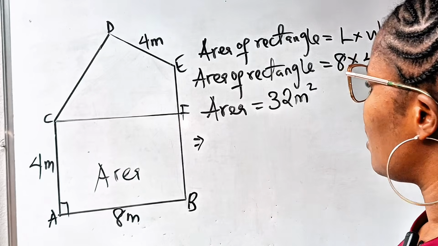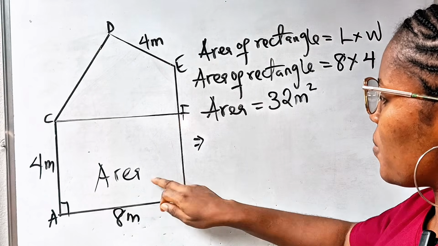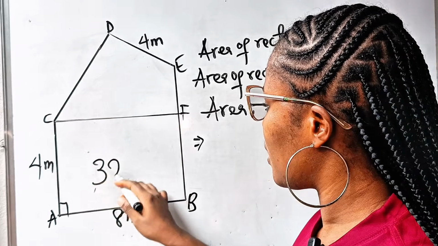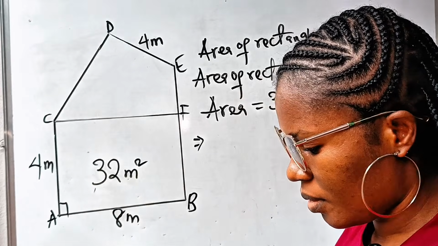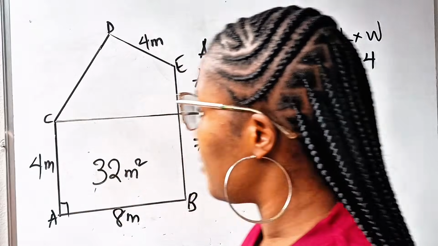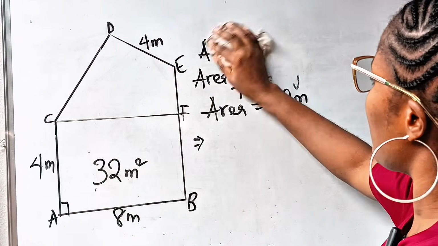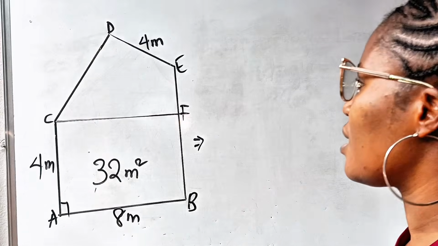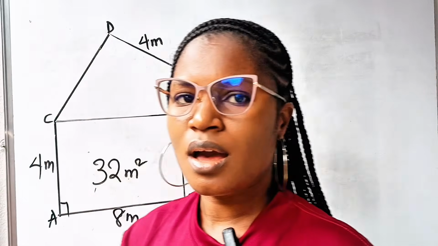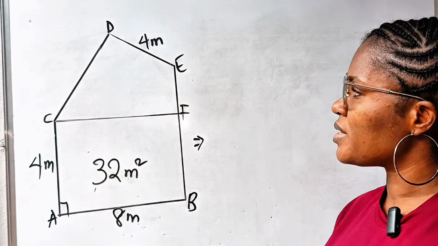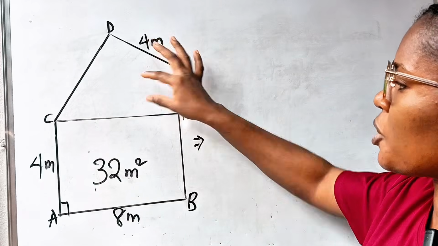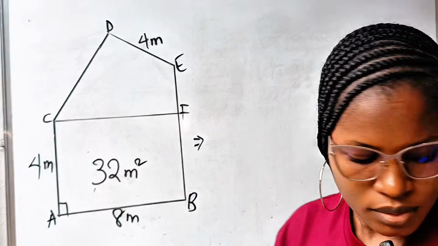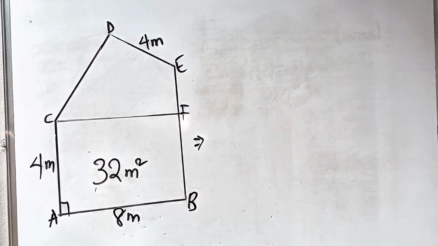So now we have the area of the rectangle and we got 32 square meters. Let's go ahead and find the area of the next portion. Now this next portion, we cannot say that this is a parallelogram, neither can we say that this shape is a trapezium. But we can get something from it first.